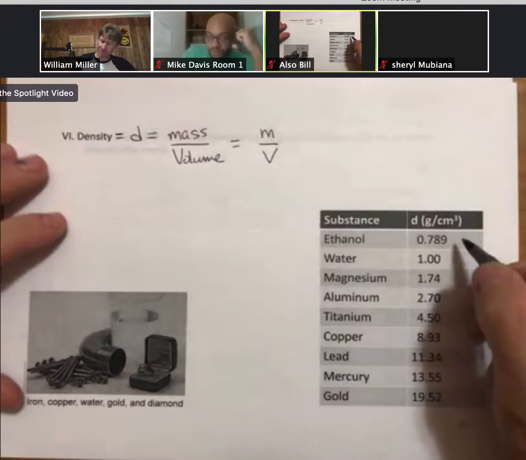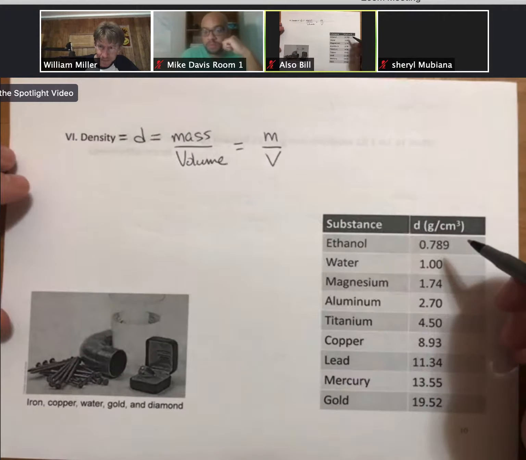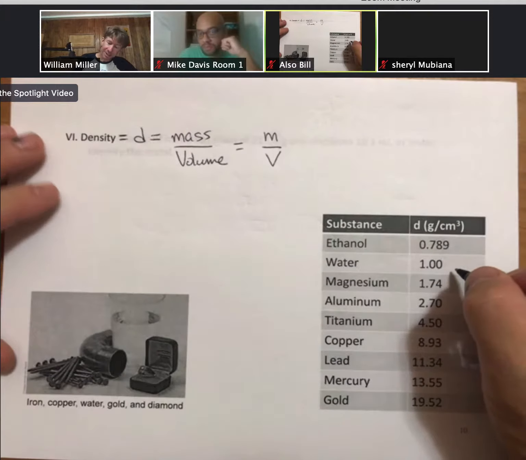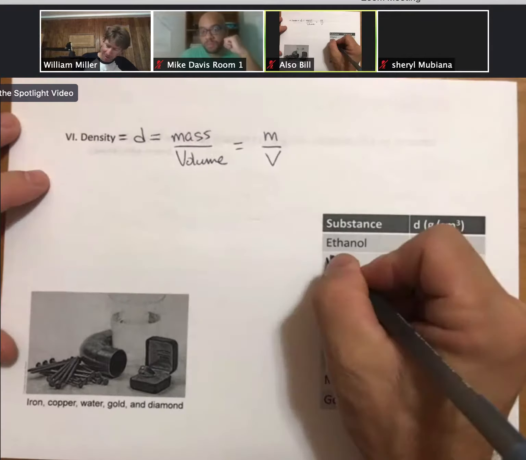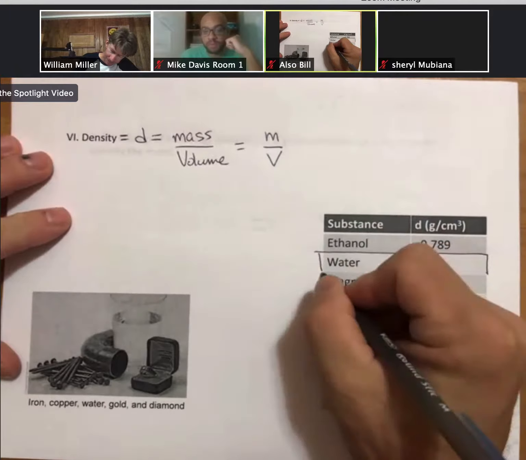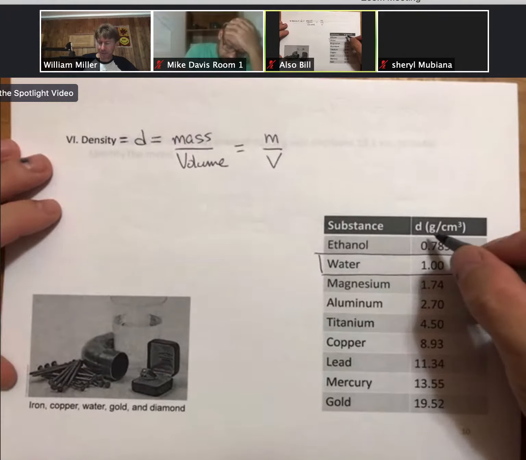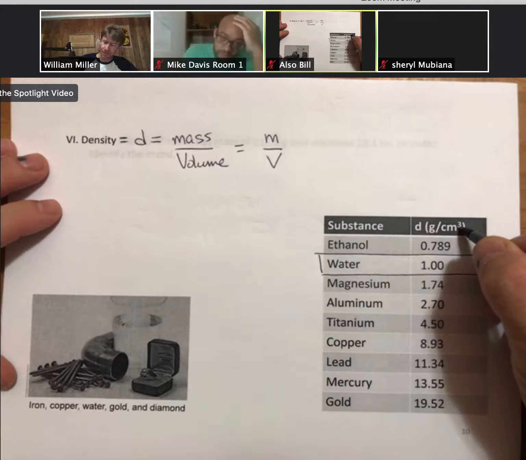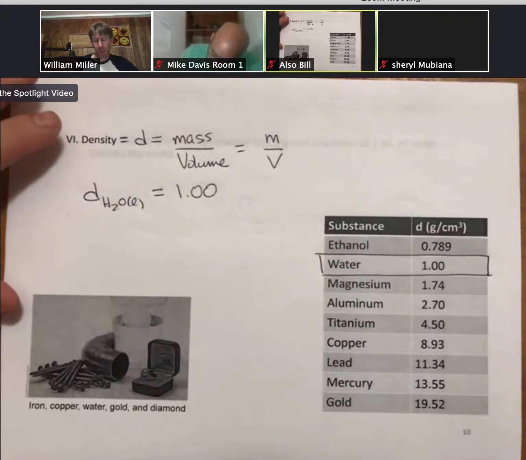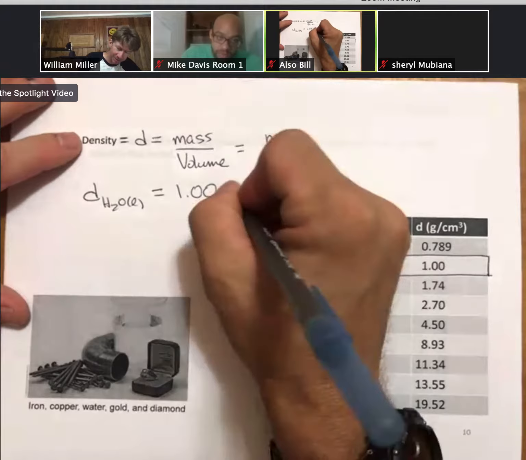Now I've got some densities over here. One density that's important to remember is the density of water. So I will box that. Giving the density in units of grams divided by centimeters cubed, the number is 1.00, and the units are grams per centimeter cubed.